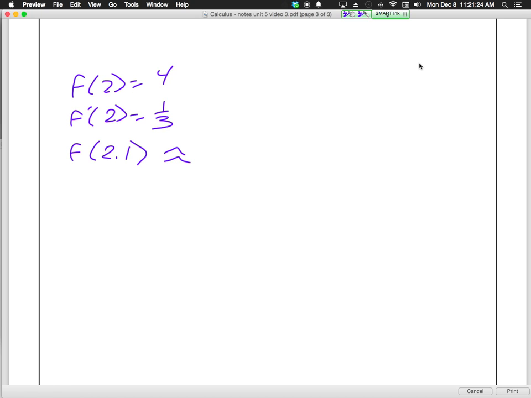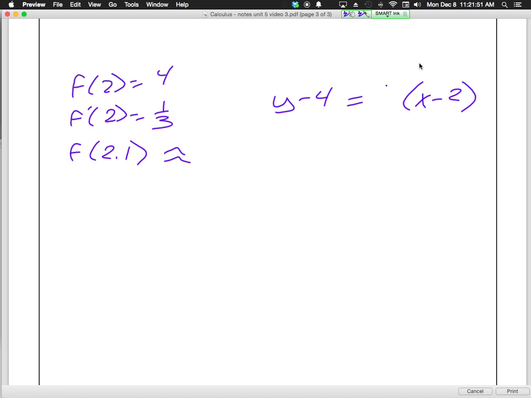Alright, so they're giving me f of 2 equals 4. They're giving me f prime of 2 equals 1/3. They want me to approximate f of 2.1. So what am I going to use to approximate f of 2.1? The tangent line. So it's going to be y minus what? 4 equals something, and then x minus 2. What's my slope? 1/3.